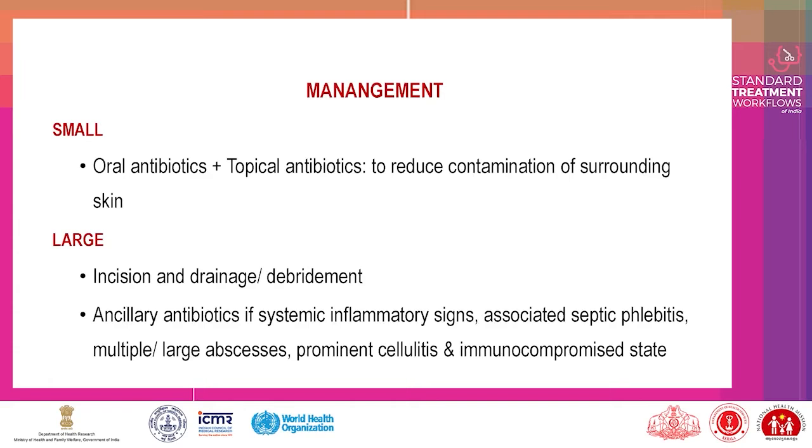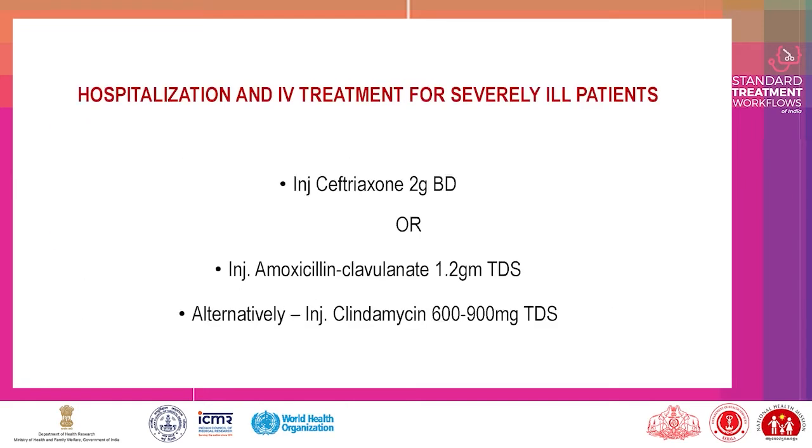large lesions, incision and drainage or debridement, and ancillary antibiotics if systemic inflammatory signs, associated septic phlebitis, multiple or large abscesses, prominent cellulitis, and immunocompromised state is present. Hospitalization and IV treatment will be required for severely ill patients with injection ceftriaxone 2 gram BD or injection amoxicillin clavulanate 1.2 grams TDS, alternatively injection clindamycin 600 to 900 mg TDS.